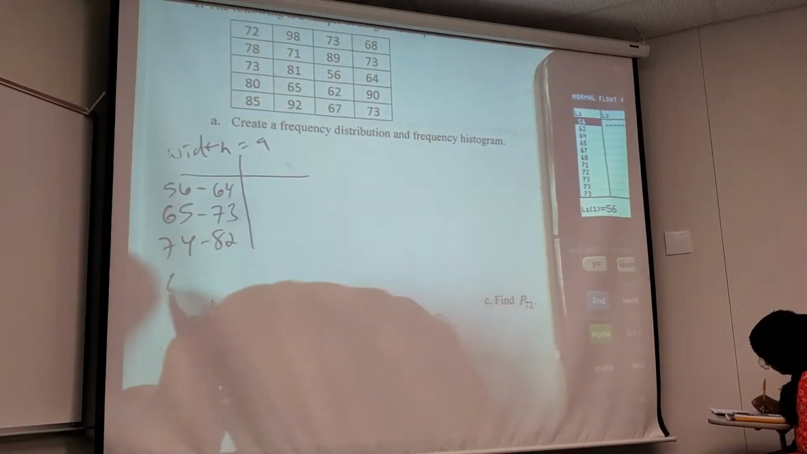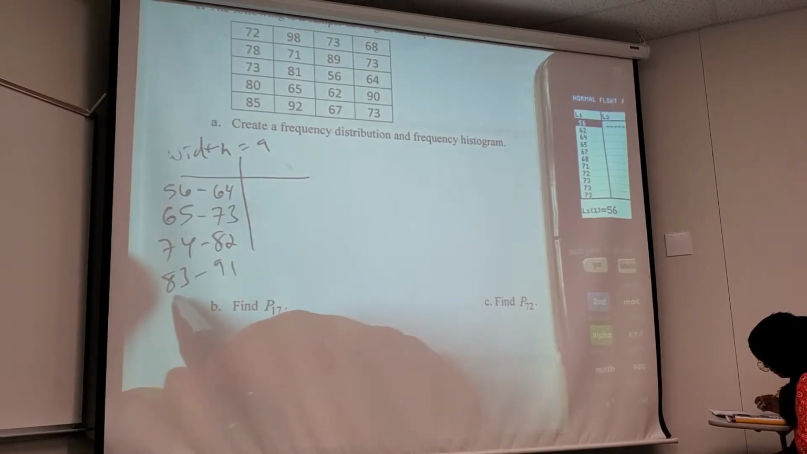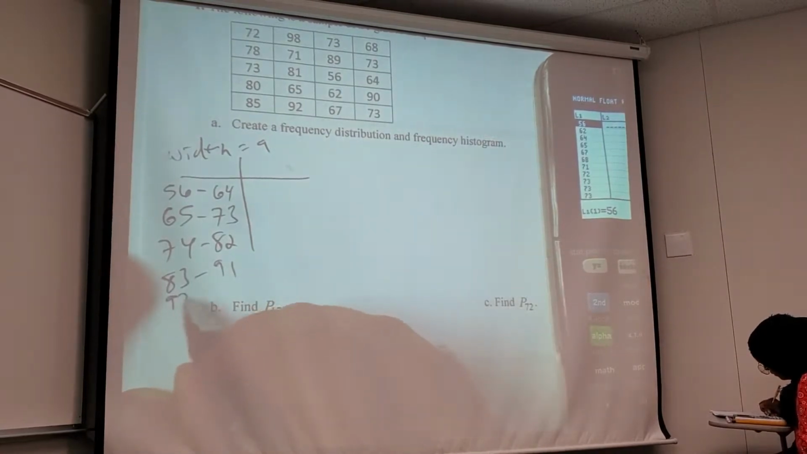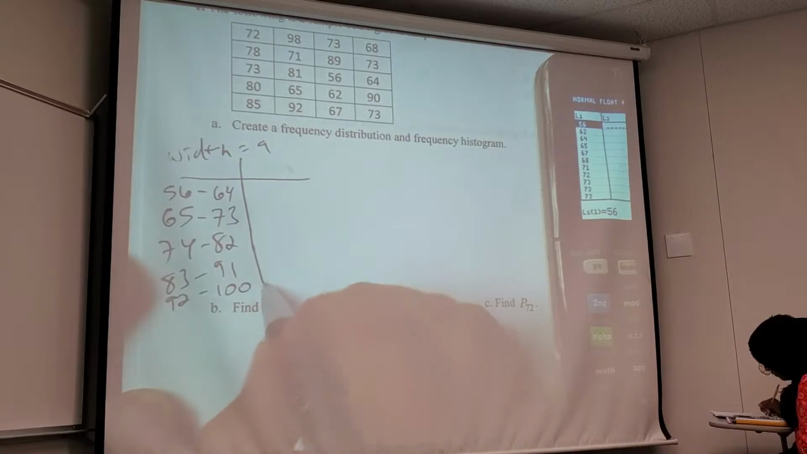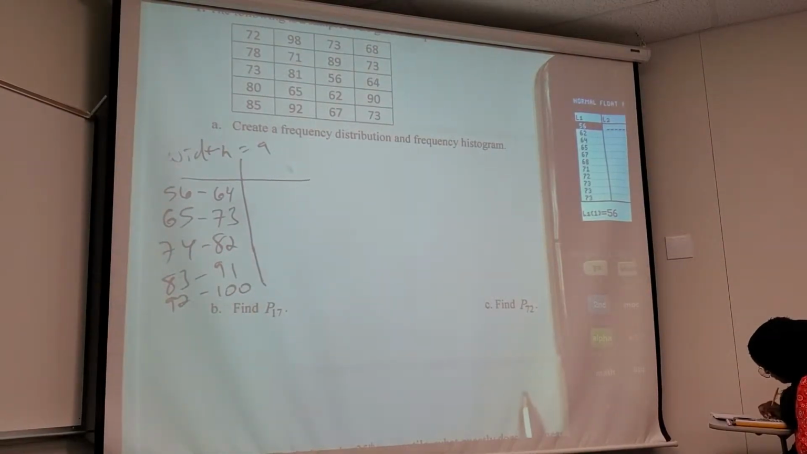This will be, did I do that right? Yeah. 92 up to 100. If you did the inequality way, should be okay.